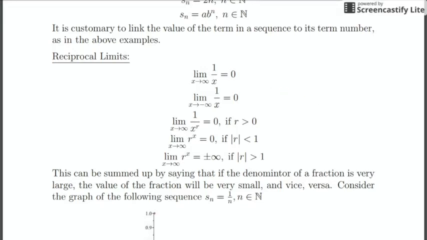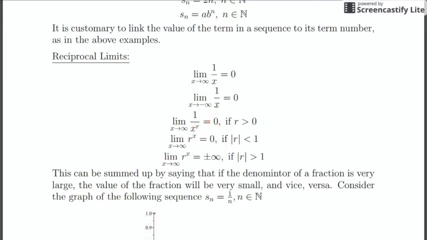A couple others that we should look at here. If x is going off to infinity, and we've got 1 over x to the r, as long as r is a positive value, then 1 over x to the r is going to approach 0.